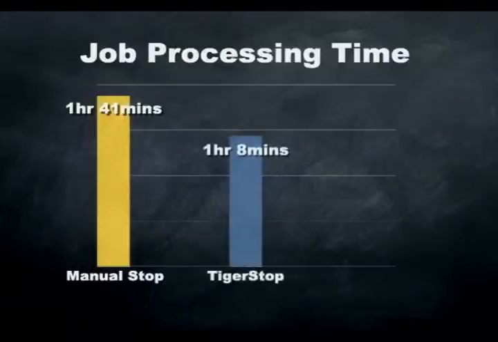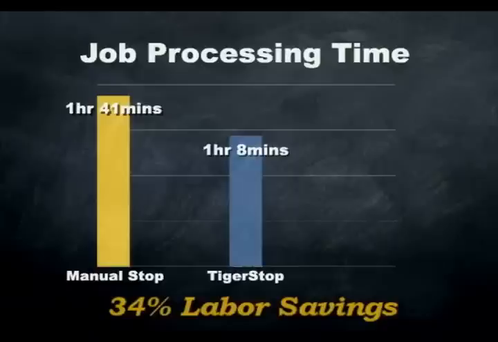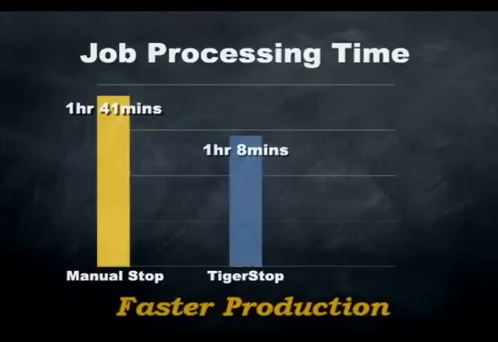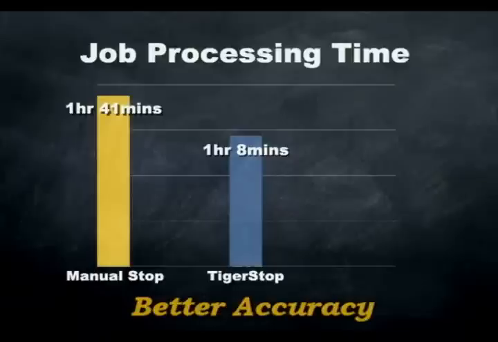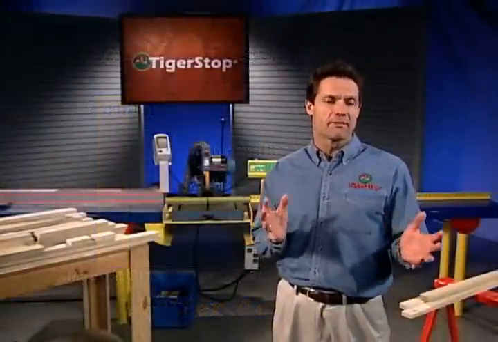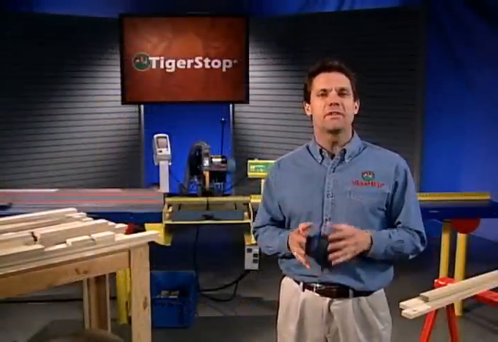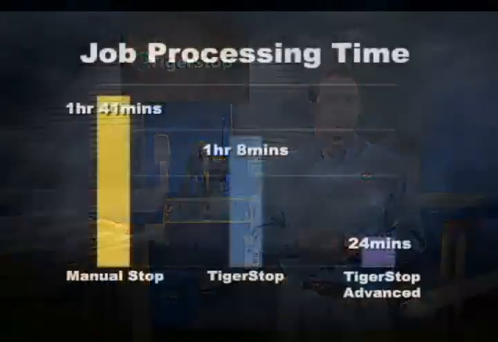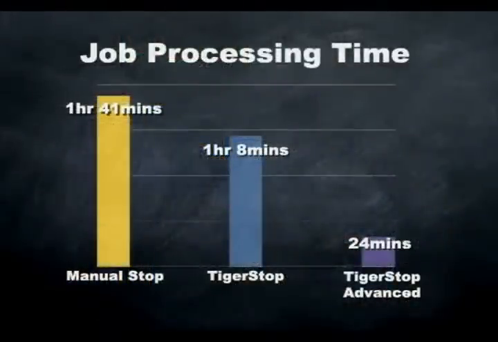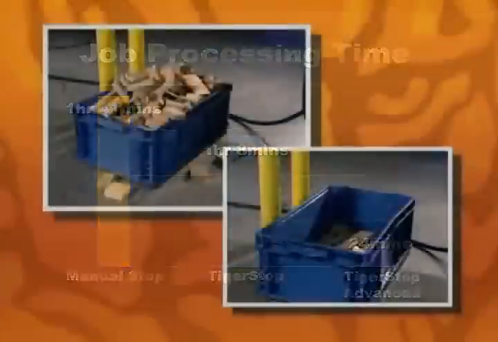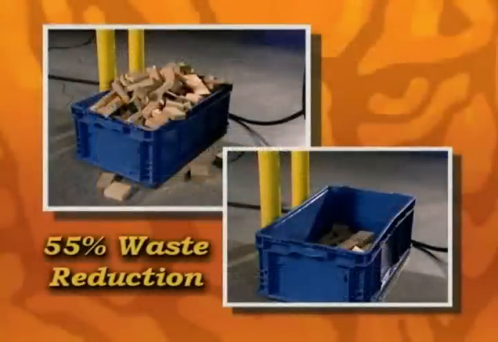By adding a basic Tigerstop, we were able to reduce our labor cost by more than 34%. We also improved our production time, reduced the number of miscut parts, and achieved better accuracy. That's pretty amazing for such a minimal investment. Using the optimizing software and the labeler, we completed the job in 24 minutes. That's less than 1/4 of the time that it took using traditional methods. We also reduced our waste by 55%.